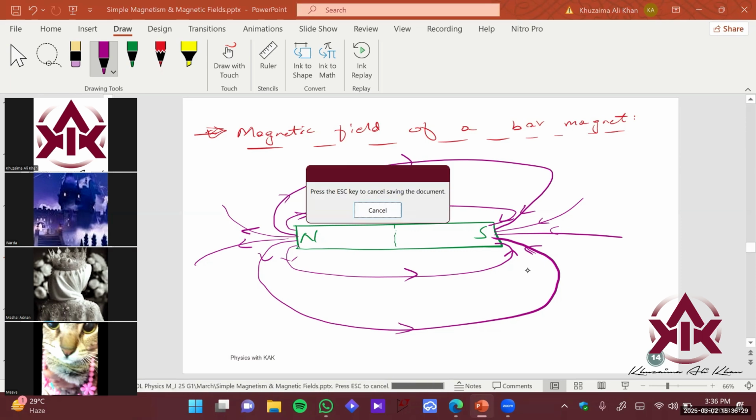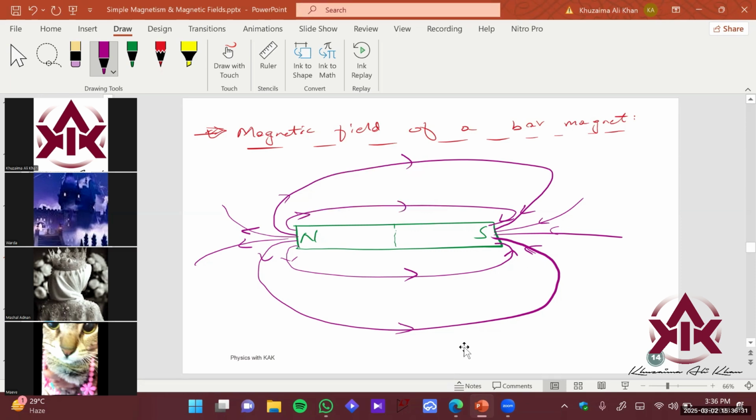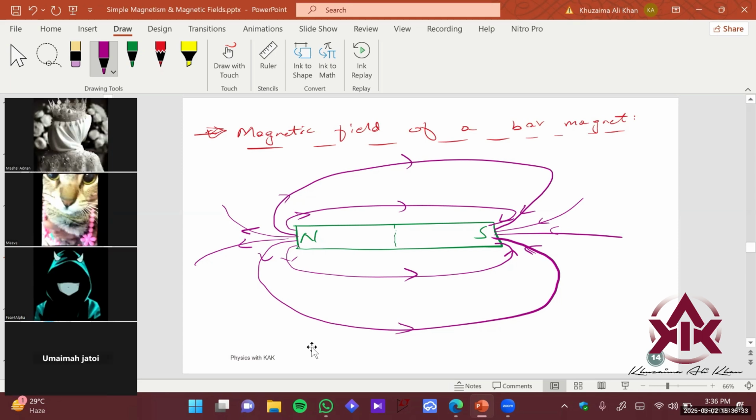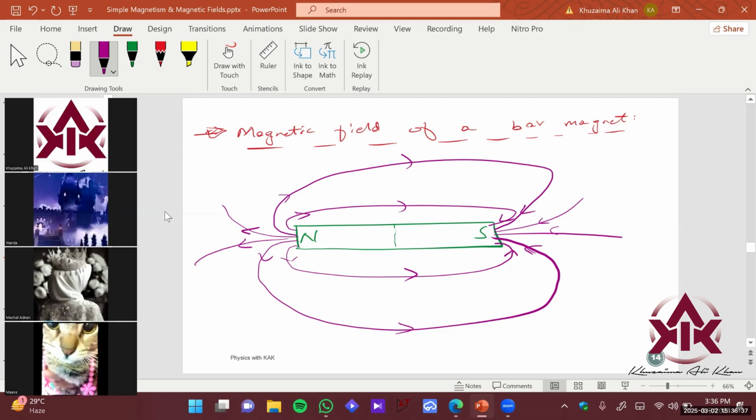So if it makes sense, give me a thumbs up. Okay, how do you plot magnetic field lines? Okay, it's clear, I hope, to everyone. Okay, so Vardha, clear? Okay, clear.